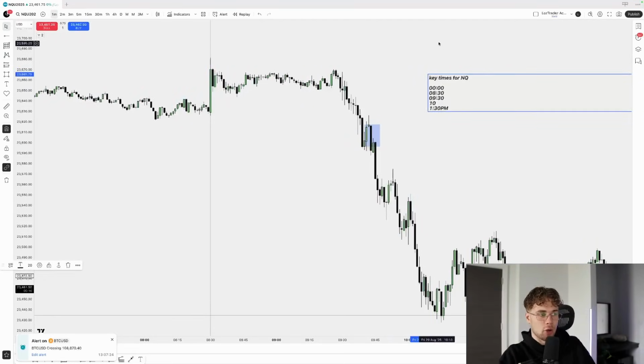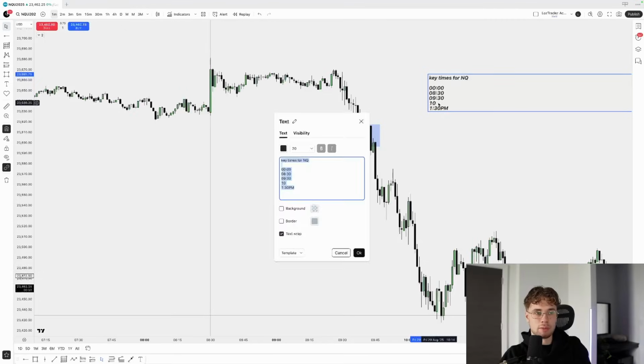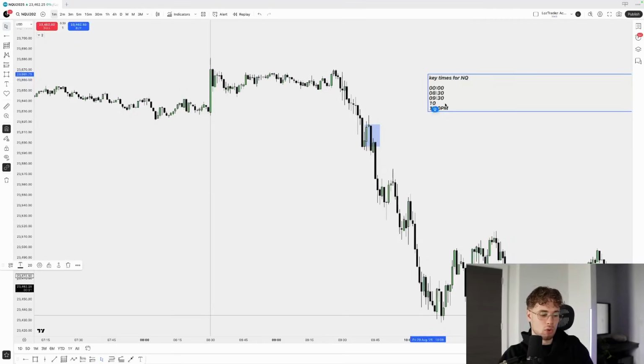Midnight open for opening price of the daily candle, 8:30 for manipulation or distribution or accumulation, 9:30 for manipulation or distribution depending on what 8:30 did, 10 a.m. for open, low, high, close, or open, high, low, close.